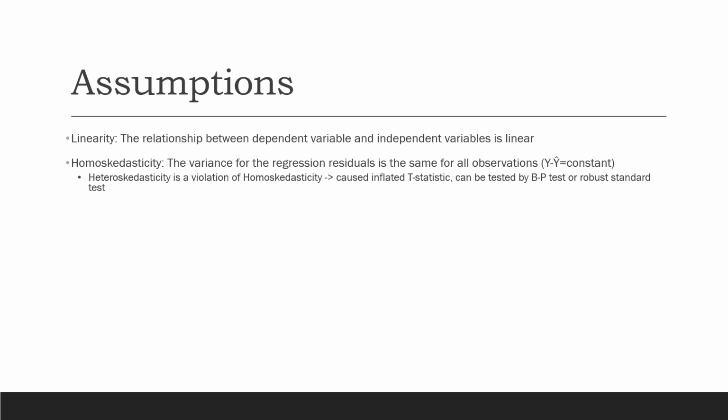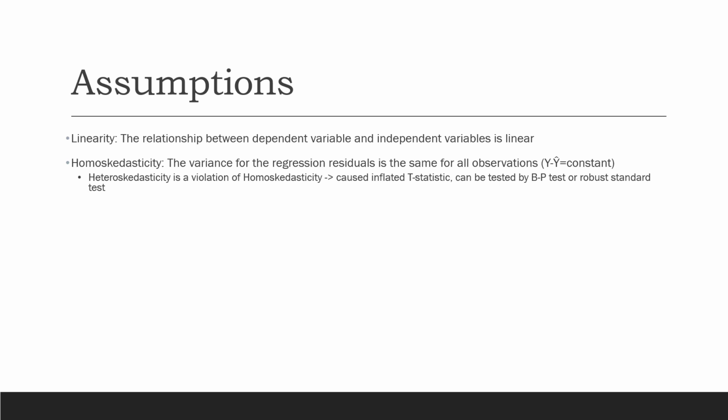So now let's go to the assumptions. It's important for you to understand each individual assumption, and also how it affects the model if one of the assumptions is violated. Learning about the assumptions is very important. So linearity is simple because this is a regression model. It still needs to satisfy the condition of linearity. The relationship between the dependent variable and independent variables is linear.